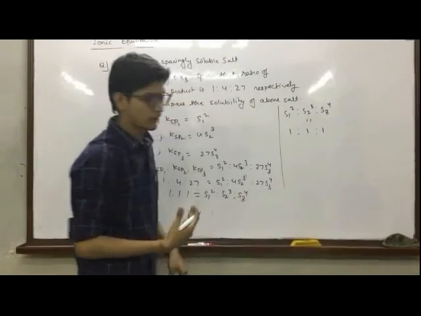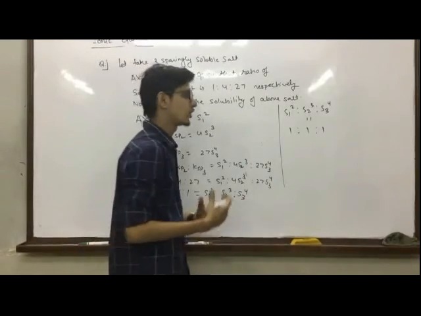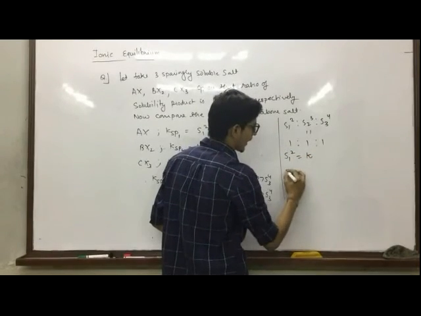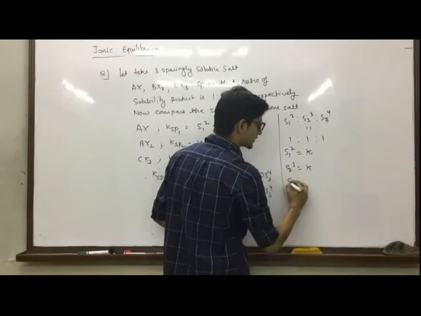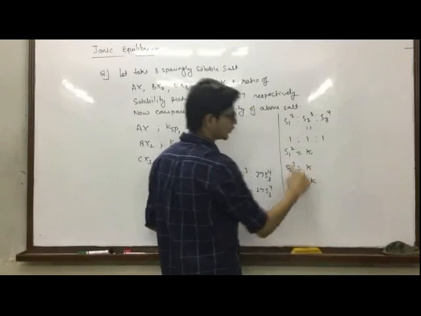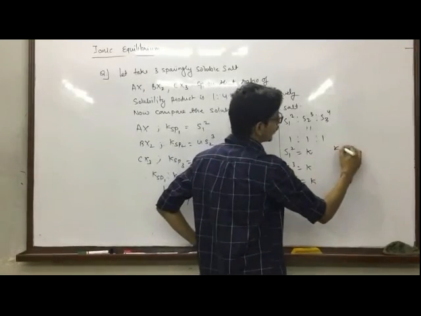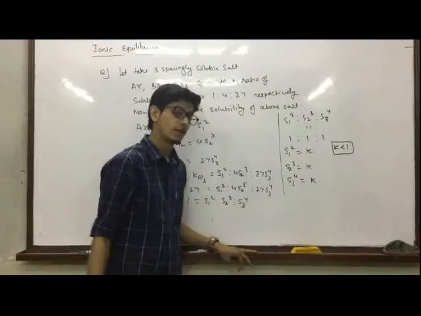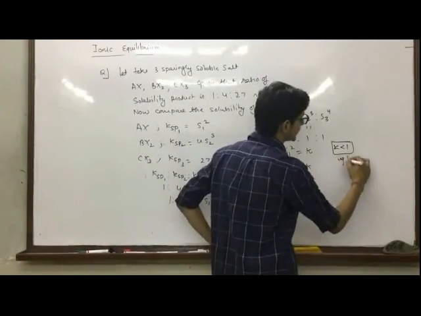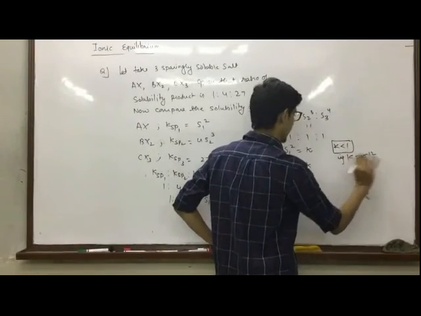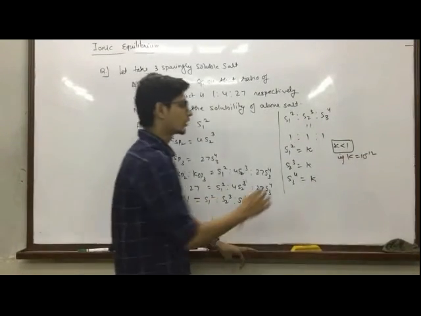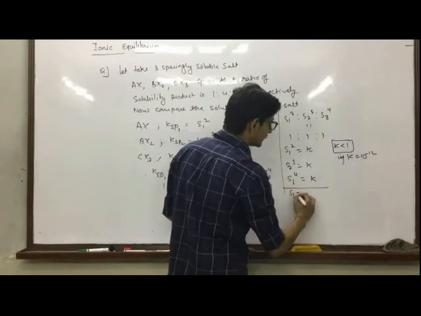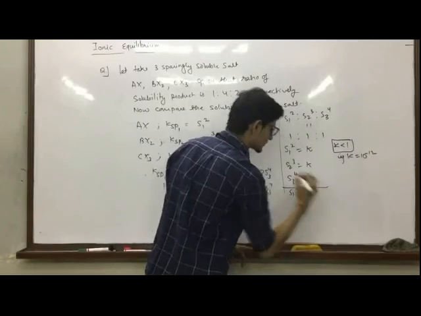But when we convert the ratio into actual values, we replace it with a constant k. So S1 squared equals k, S2 cubed equals k, and S3 to the power 4 equals k. This k is obviously less than 1 because we have taken sparingly soluble salts, and generally their Ksp values are very small. Let's assume k equals 10 to the minus 12. The value of S1 from here will be 10 to the minus 6.